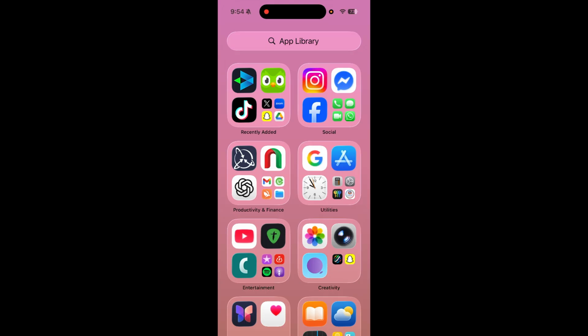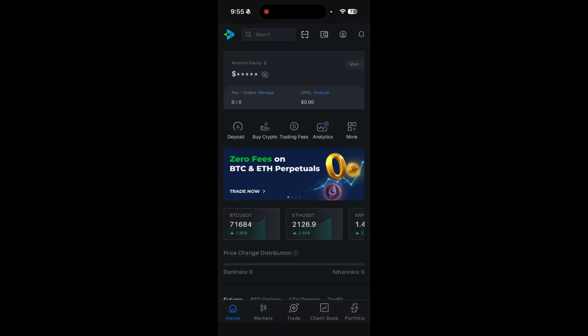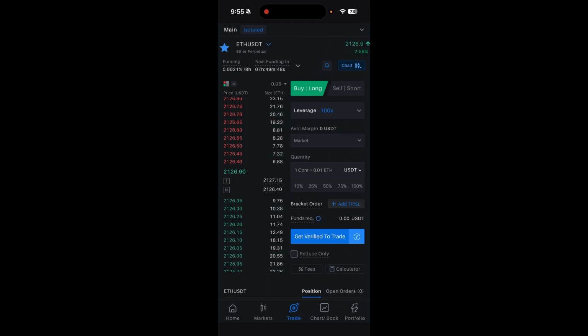So first, open your Delta Exchange app on your device, and you can also authenticate with your Face ID or your password as well. After that, you need to go to the trading section at the bottom. Under the trading section, you'll find the trade or market section of the platform. This area shows the available cryptocurrency markets and trading options.